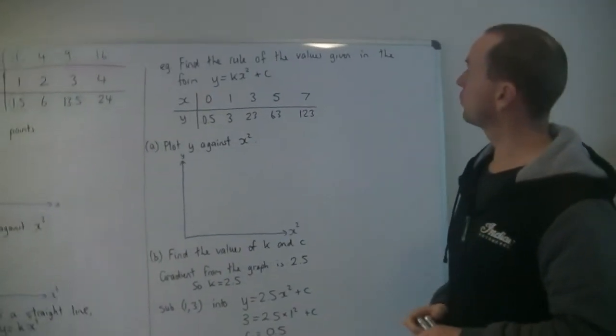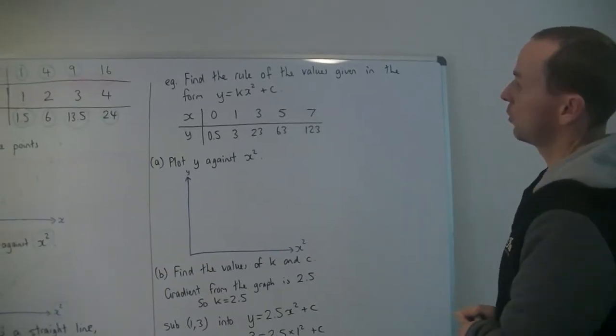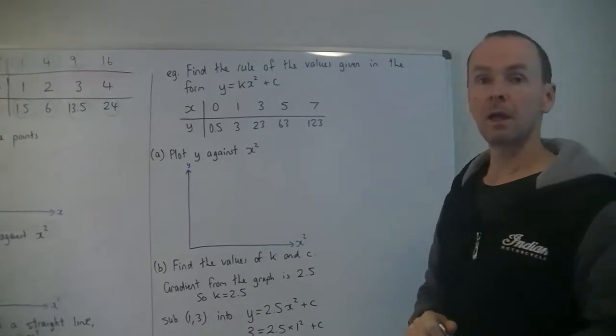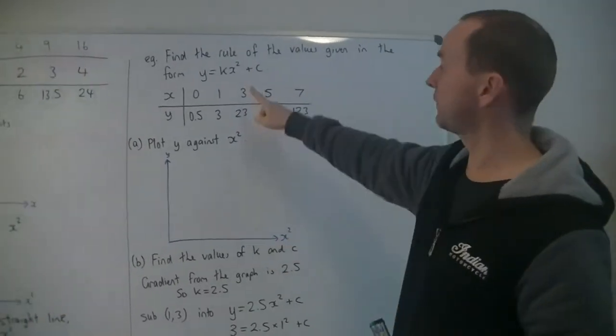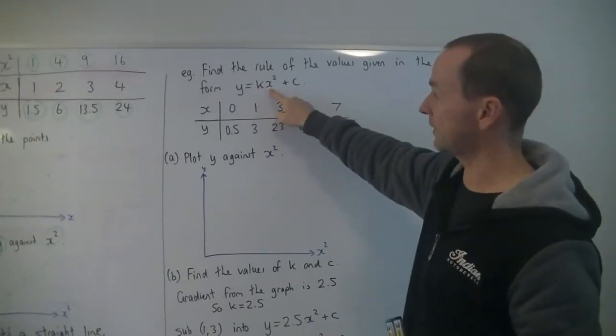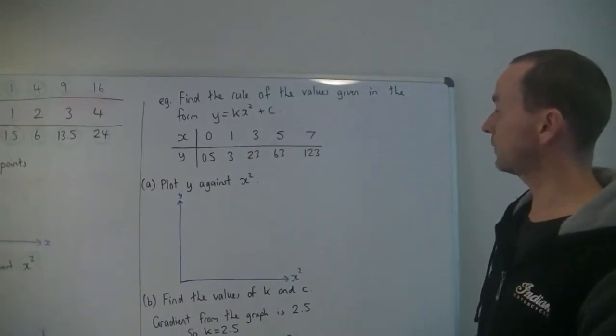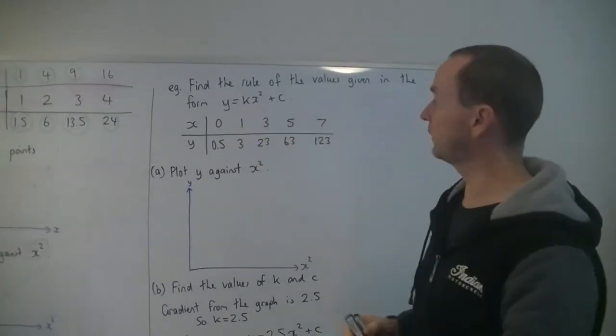Alright, find the rule of the values given in the form y equals kx squared plus c. Okay, so it's telling you it's of the form y equals something times x squared, so we know it's a parabola. Okay, so we've got our table of values there. So what do we need to do first?